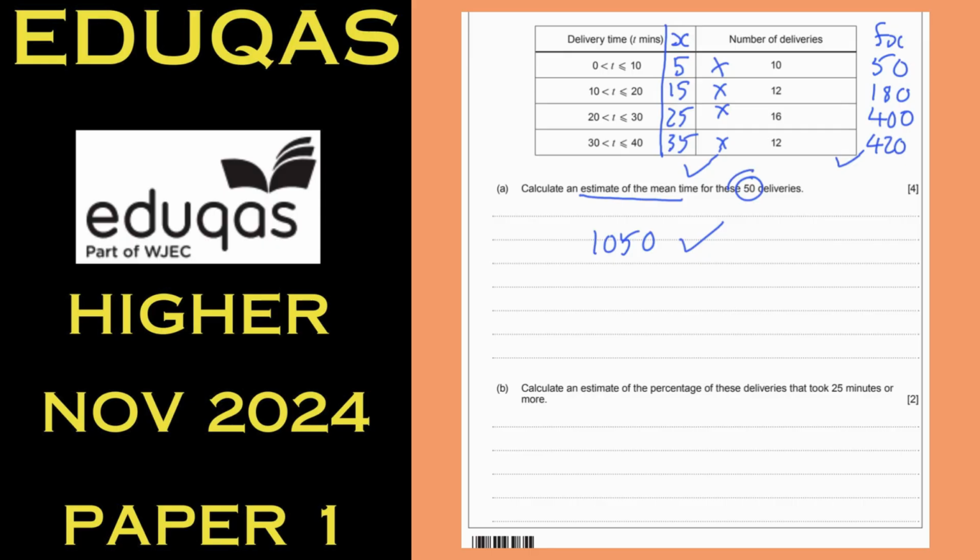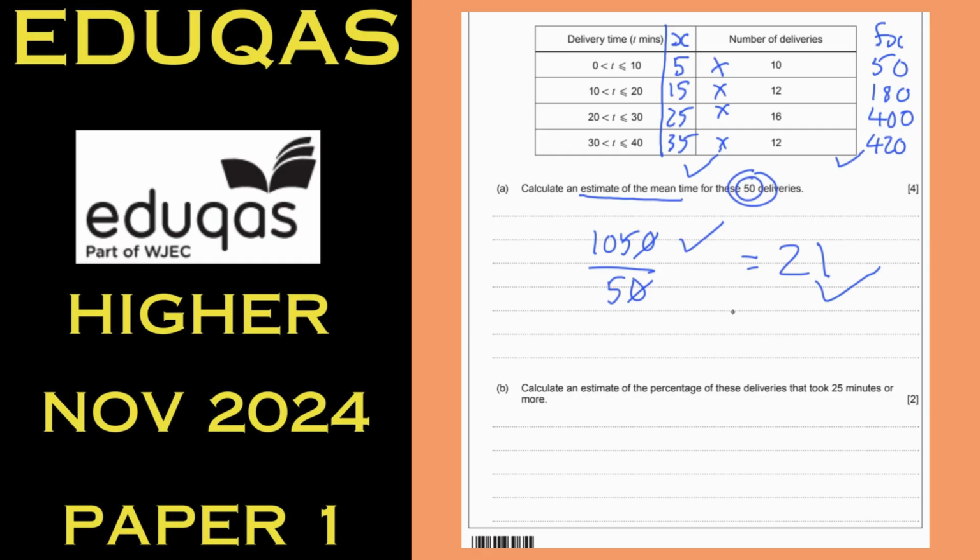Final step, divide by that 50. We can divide top and bottom by 10. How many 5s go into 105? Well, 5 goes into 100 20 times, and 5 goes into the 5 once. And there you go, for a pretty bog standard 4 marks. Yes, normally they are reserved for the calculator paper, but when the numbers aren't that bad, yeah, can appear on your non-calc paper, like this one's just done.